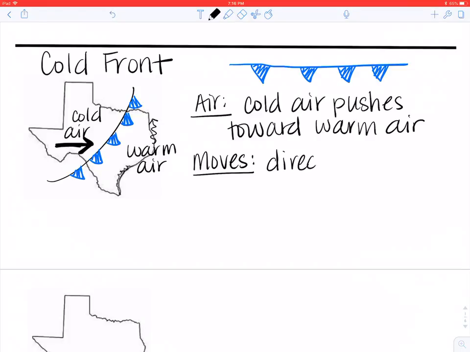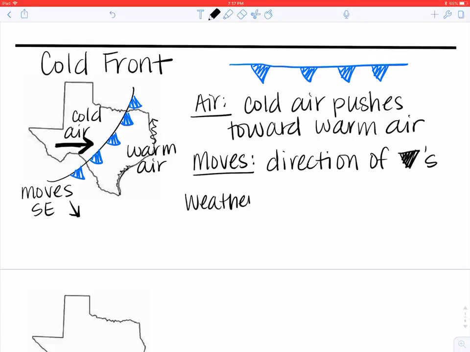Cold fronts move in the direction of the triangles. So I want you to look at those triangles. Those triangles are going to point towards the area that the cold front is moving to. So we can always tell where the cold front is going by looking at the triangles and where they're pointing. So let's look at the cold front on our Texas. If you had to give a direction, like north, south, east, or west, what direction would you say the cold front in Texas is moving? If you said it's moving southeast, you would be correct. That cold front is moving southeast.